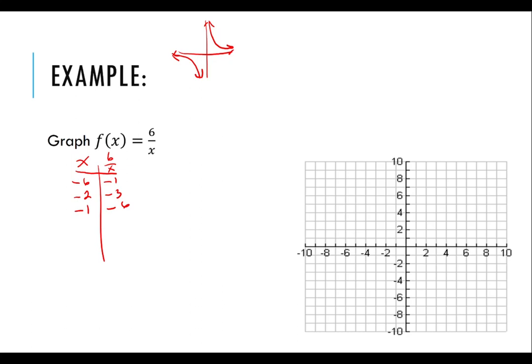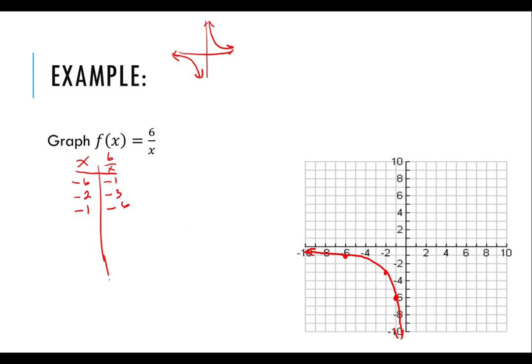That is, at negative 6, I have negative 1. At negative 2, I have negative 3. At negative 1, I have negative 6. And remember that I have that asymptote that I'm approaching, both on the y-axis and the x-axis. And so there's that piece. But remember, it's just going to approach the y-axis and approach the x-axis.